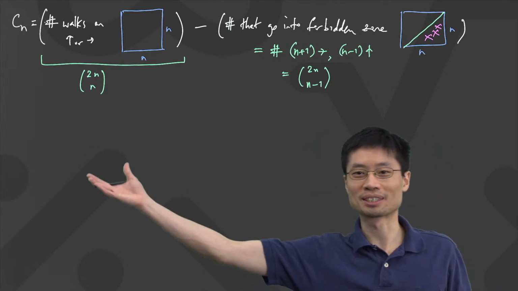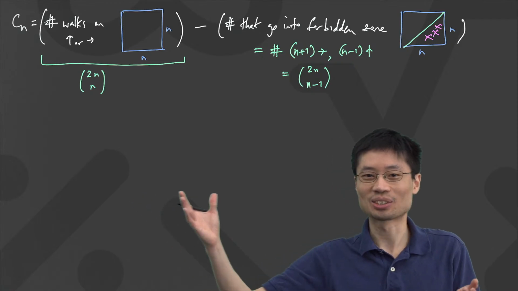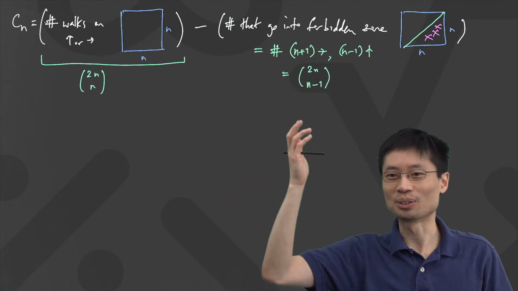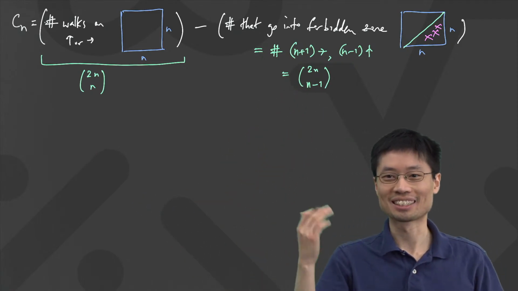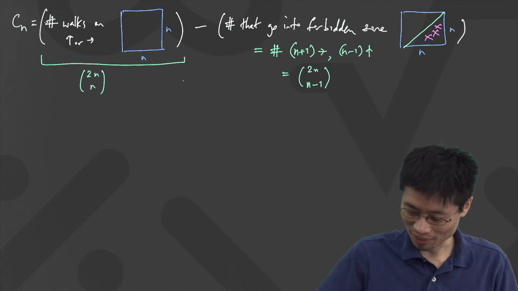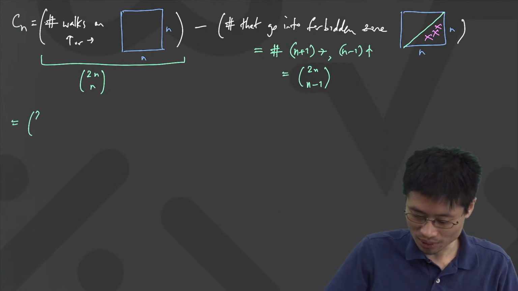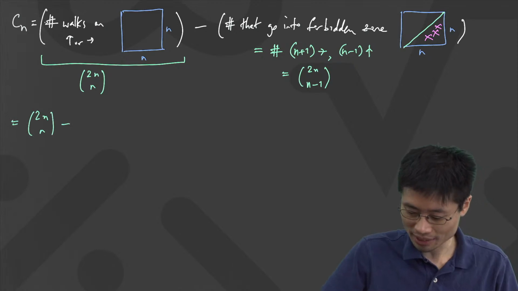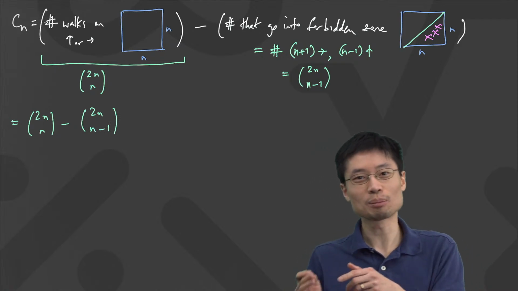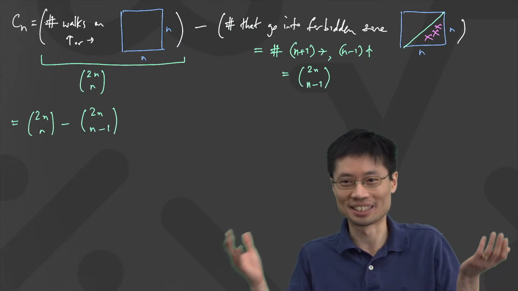Bam! That's the formula. Subtract these two. That's it. So like that's amazing. No generating functions required at all. In fact, at this point, it's just algebra. If I want to subtract that, that's equal to 2n choose n minus 2n choose n minus 1. But we know the answer. The answer is supposed to be 1 over n plus 1 times this 2n choose n.